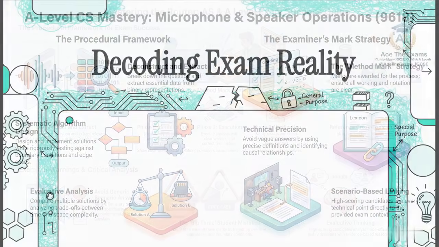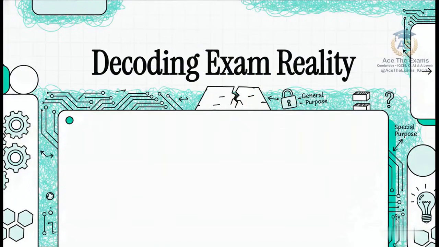We are taking an exclusive, behind-the-scenes look directly inside the examiner's mind for Cambridge Computer Science. Whether you're tackling syllabus 0417, 0478, 0983, 0984, 2210, or braving the advanced depths of 9618, we are setting up the ultimate challenge today. We're going to decode the reality of general-purpose versus special-purpose registers.